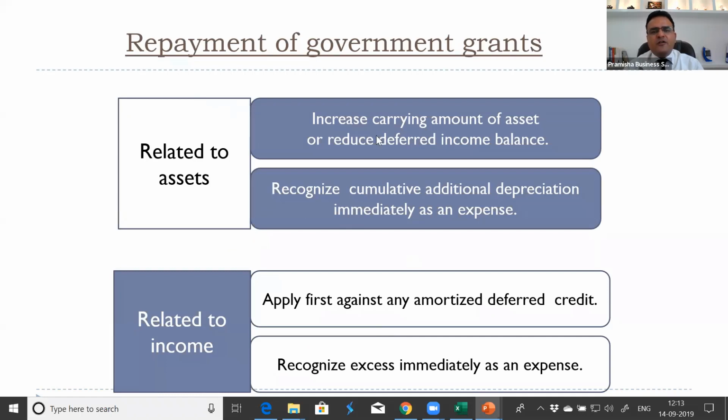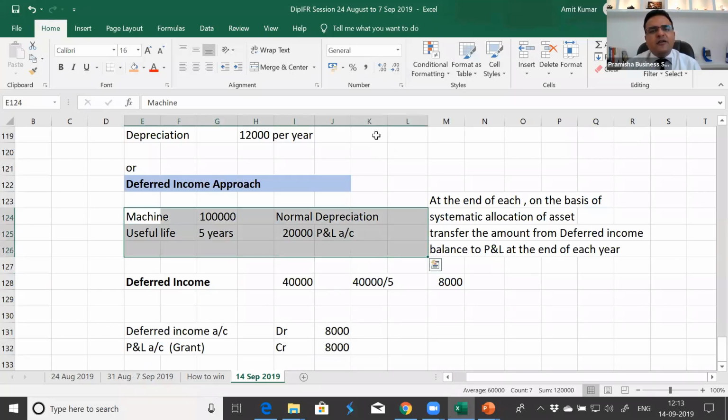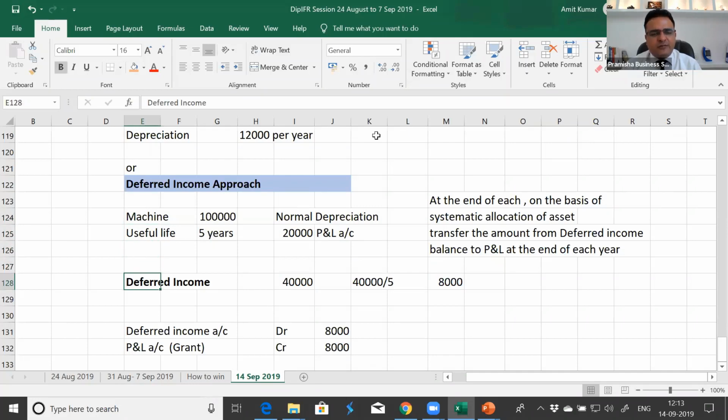Repayment of government grant. What if you have to repay? If we repay, it depends on what method you followed earlier. If you followed the deferred income method earlier, then you will have some deferred income balance. We'll have to reverse this deferred income balance because your asset side is normal. Normal depreciation, normal value. What is there which is to be rectified? It is your deferred income balance which is to be rectified, which is to be reversed.